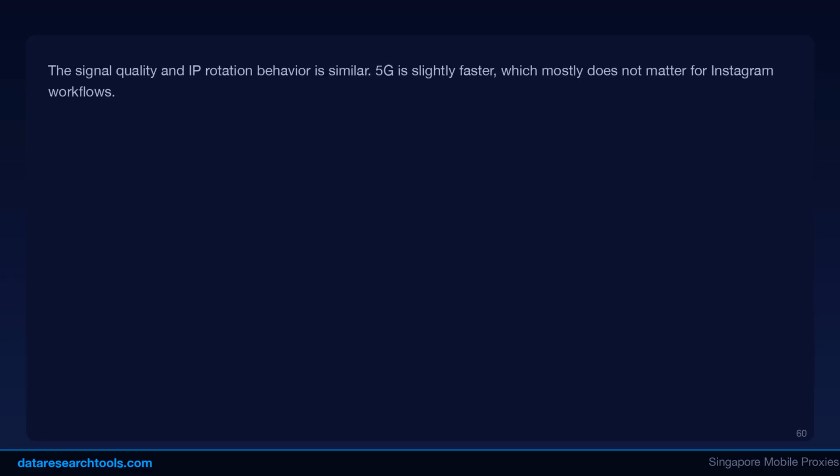How much does a good mobile proxy cost for Instagram? Typically $40 to $100 per month per dedicated port from a reputable provider, depending on geo, carrier, and SLA. Cheaper options exist, but they cut corners.